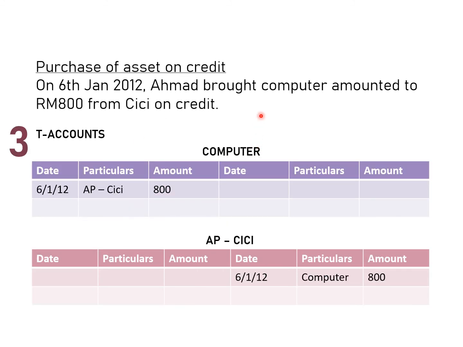The T account will be prepared like this. So you akan ada account computer. So debit Cici 800 dan account payable Cici you akan ada particular dia computer 800. So nampak tak dia always ada dual effect. Satu dekat debit, satu lagi dekat credit, but now in form of T account.